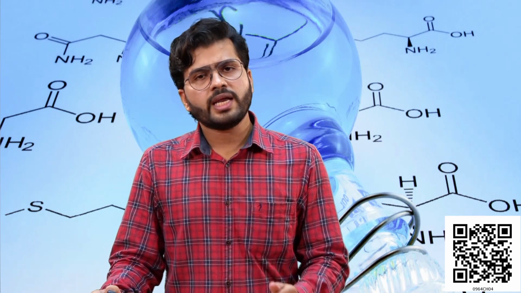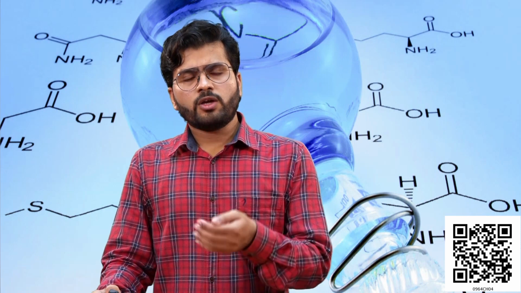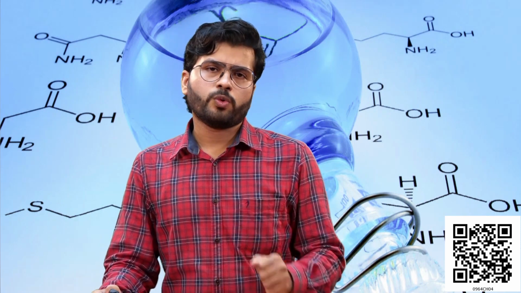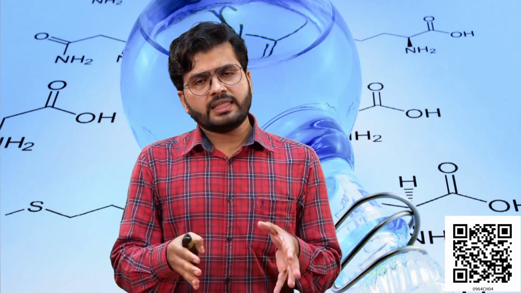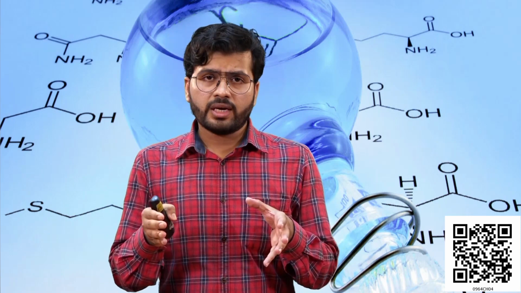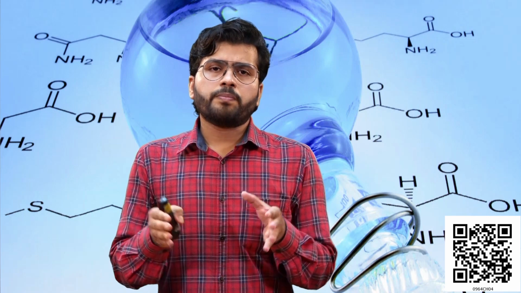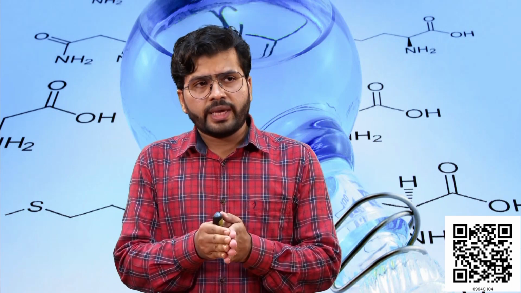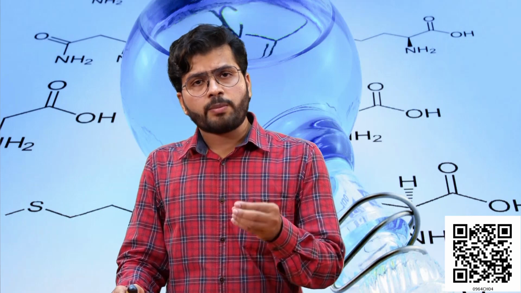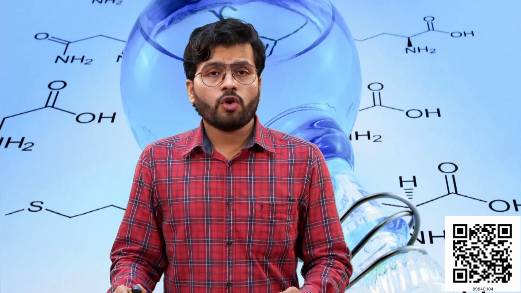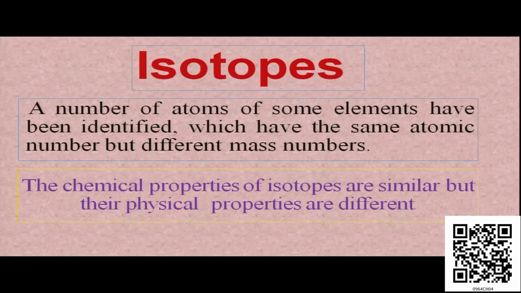That means the physical properties were different. And what was the reason behind it? As we know, atomic number is determined by the number of protons. So, it was observed that atoms which belong to the same element contain the same number of protons, but in the nucleus the number of neutrons is different, which makes the mass number different. We call such atoms belonging to the same element, having the same atomic number but different mass number, isotopes. So, let us look at the definition.